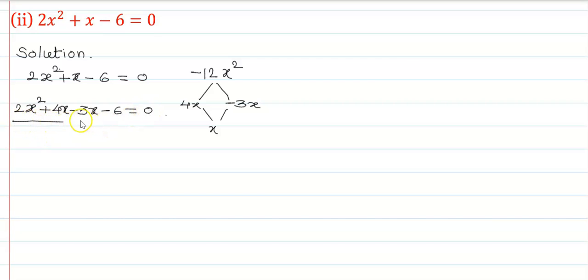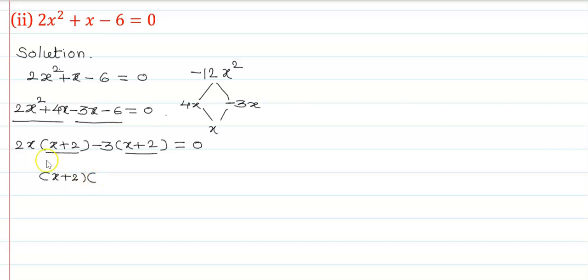And therefore, from the first two terms and the second two terms, we take a common factor. 2x is common, and then in the bracket you will get x plus 2. From the other two terms, take minus 3 as a common, and then in the bracket you will get x plus 2, that is equals to 0. Again, x plus 2 and x plus 2, take x plus 2 as a common. In the first bracket, x plus 2, and in the second bracket, 2x minus 3, and that's equals to 0.